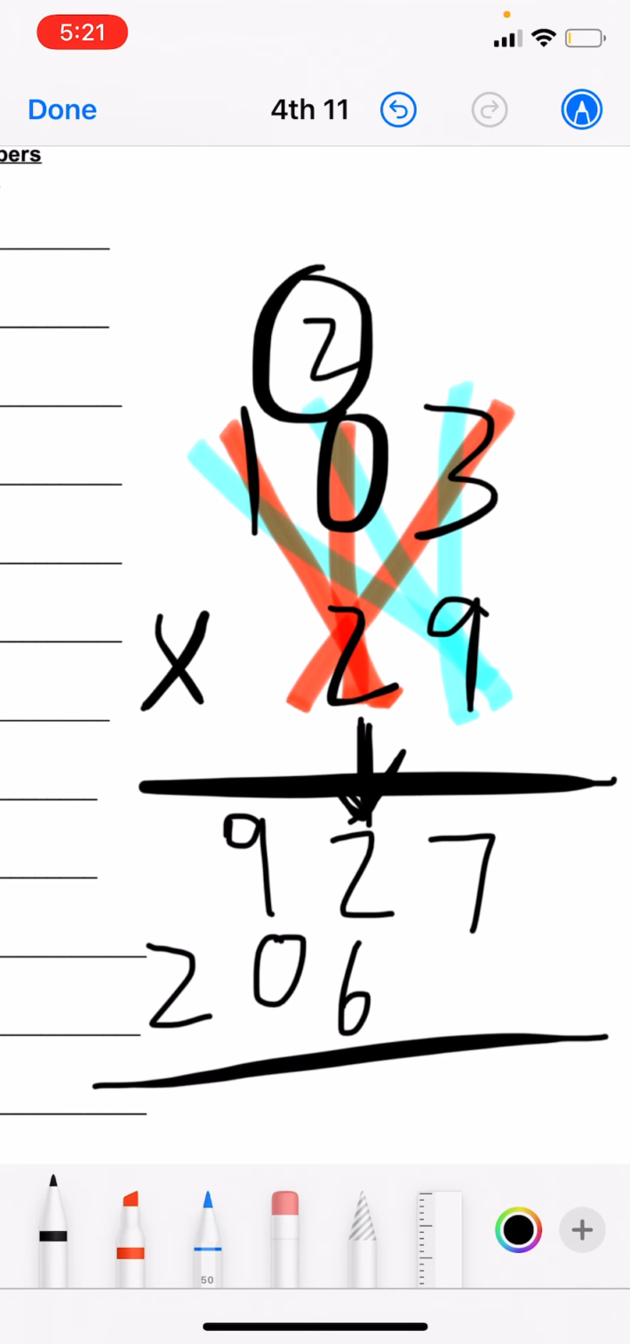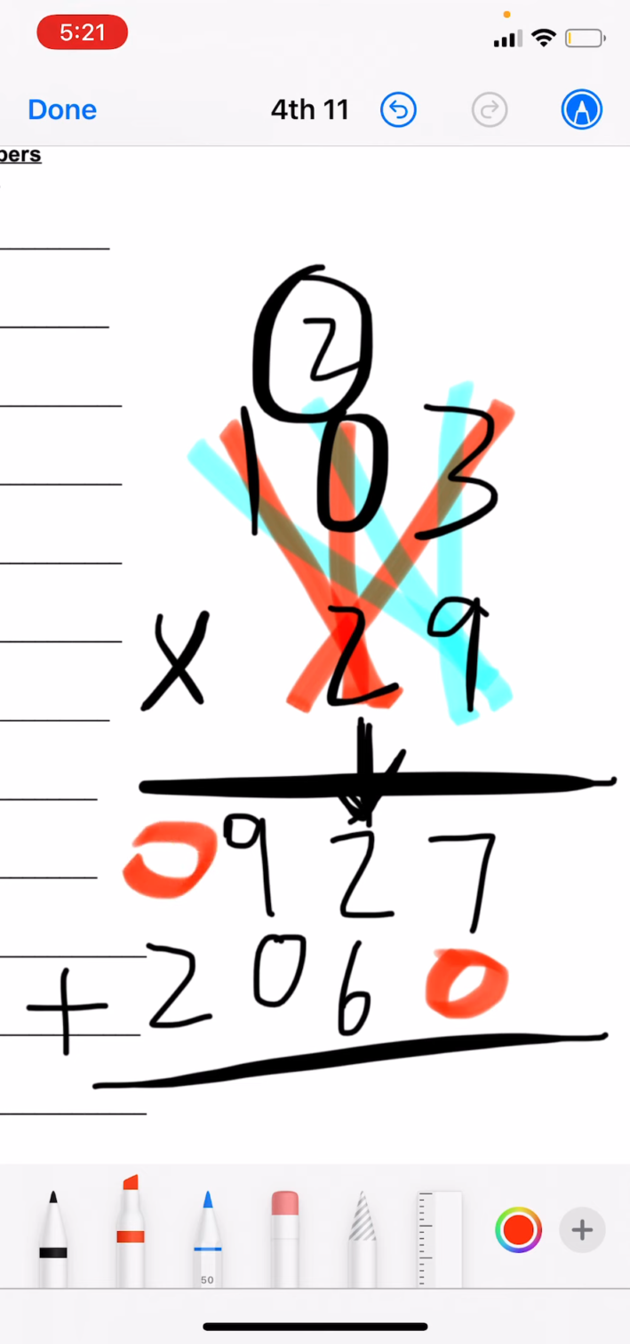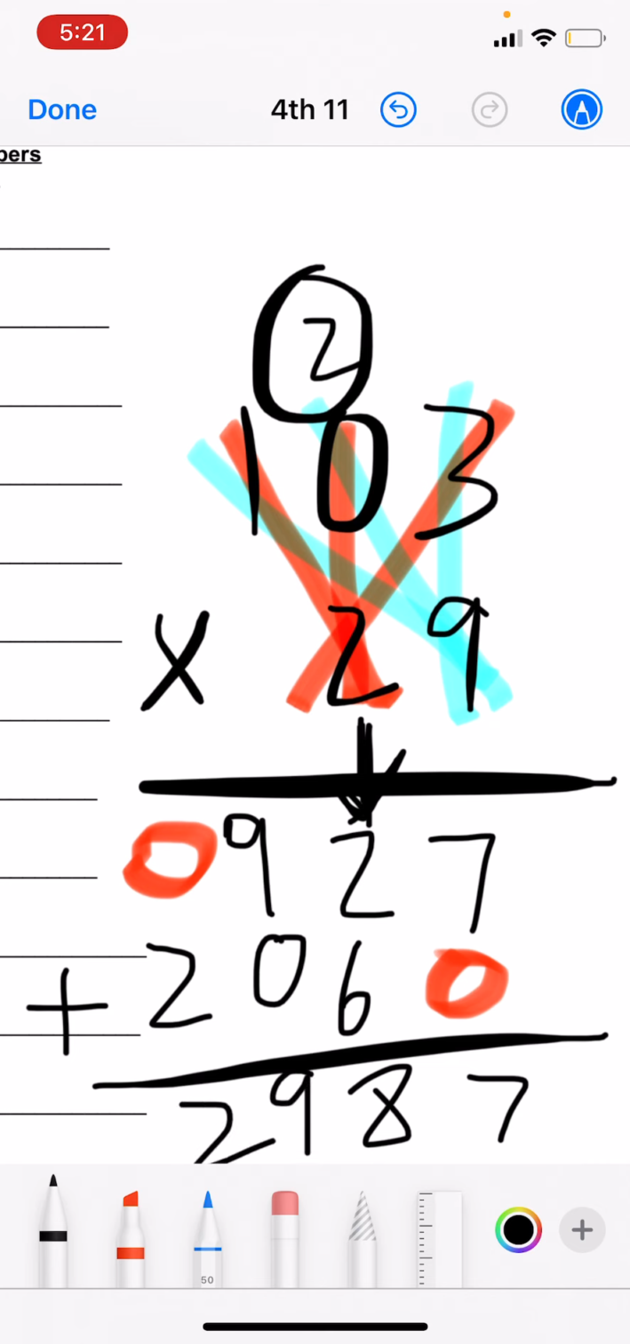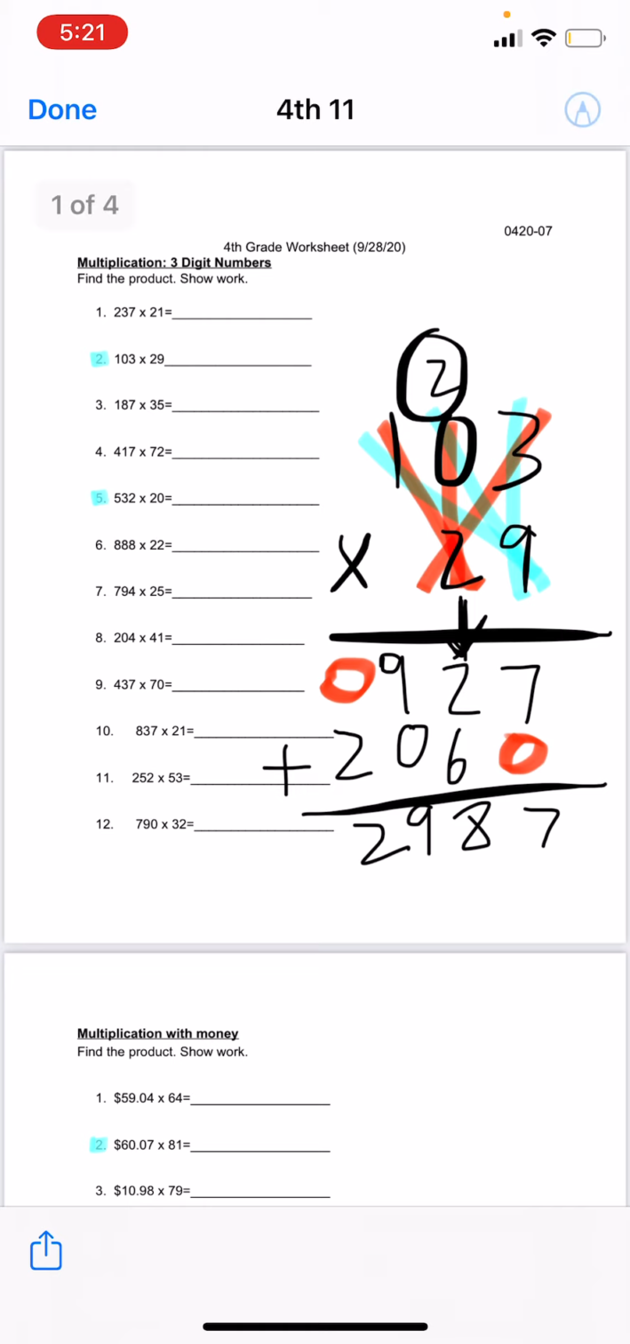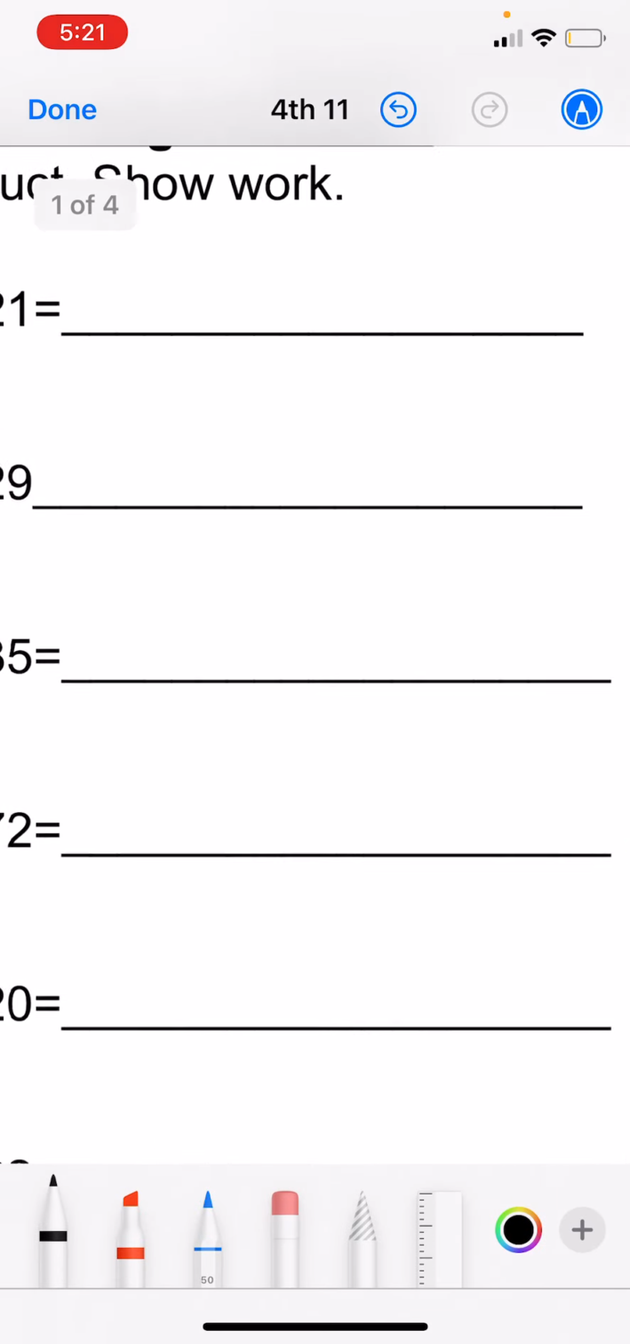Okay, now I'm going to put my imaginary zeros and add them. So here we have an imaginary 0, and here we have an imaginary 0. When we add them, it'll be 7, and 2 plus 6, which is 8, and 9 plus 0, which is 9, 0 plus 2, which is 2. So your final answer should be 2,987. So we'll write that on our number line.